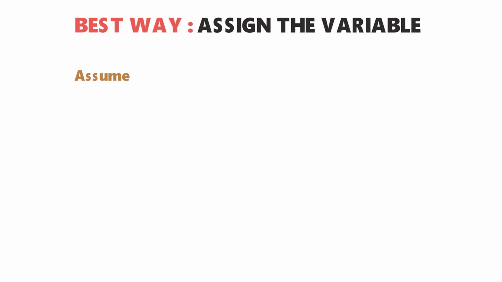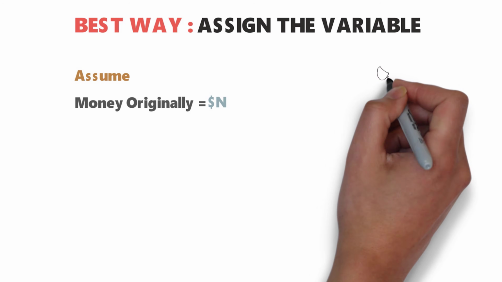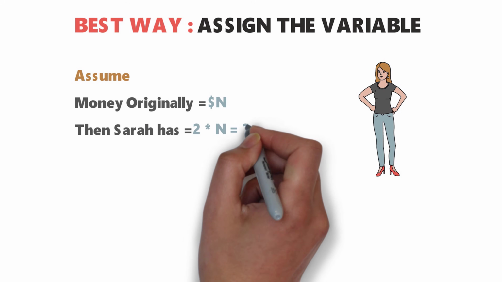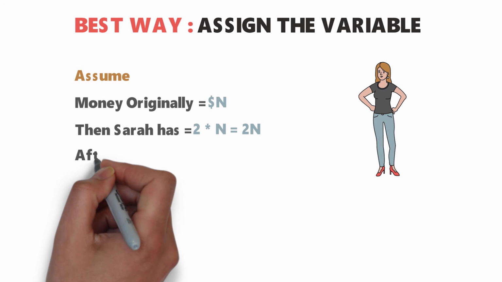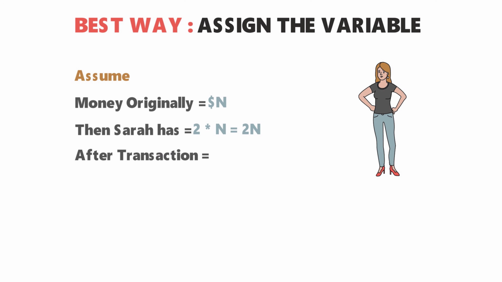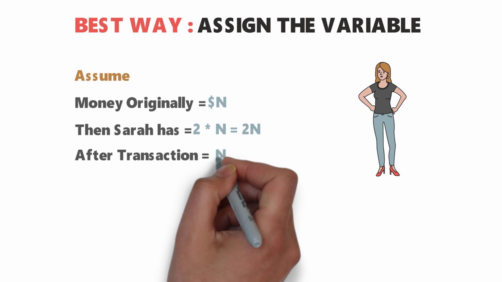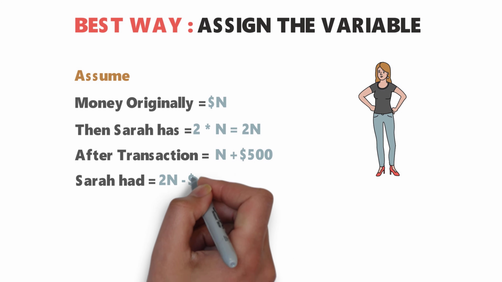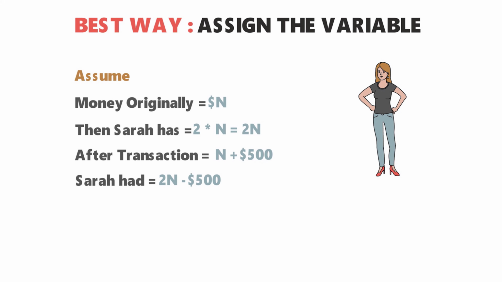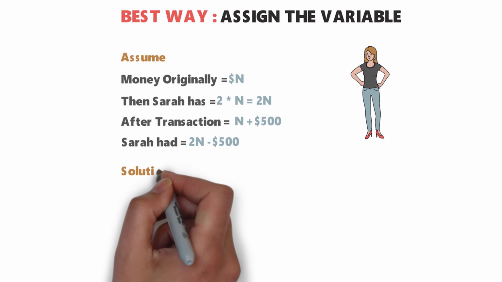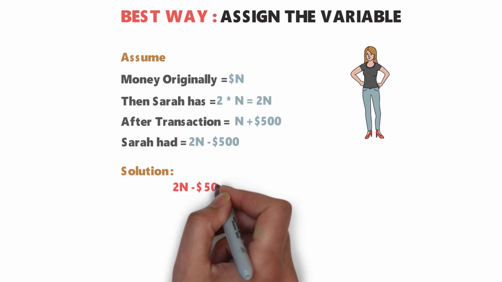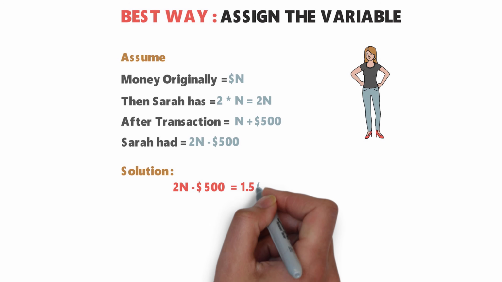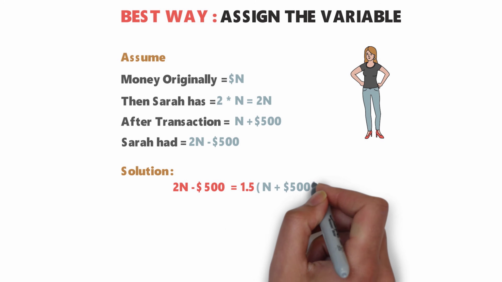If we assume that Nicole had originally N dollars, then Sarah will have twice as much, meaning 2 multiplied by N, or 2N. That means that after the transaction, when Nicole received additional money from Sarah, Nicole had N plus $500, and Sarah had 2N minus $500. Based on this information, we can build an expression. 2N minus $500 equals 1.5 multiplied in parentheses N plus $500.